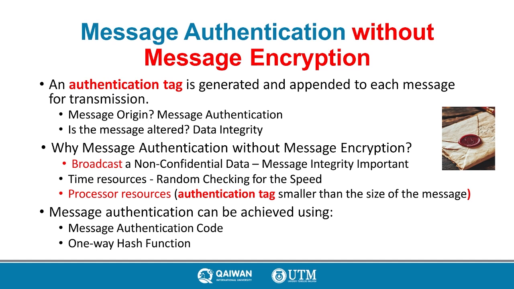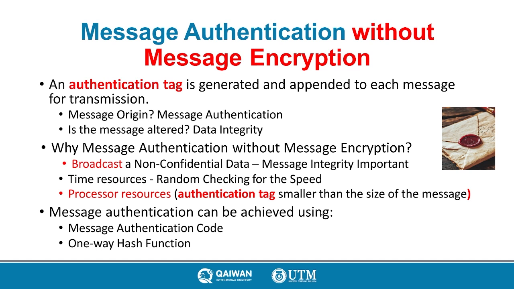Now, why message authentication without message encryption? Because sometimes, like a broadcast, it is non-confidential data, but message integrity is important. We want everyone to see the content of the broadcast, let's say an API. However, it is important to make sure that no one changed the broadcast API. And for time resources, random checking for speed: instead of encrypting everything, which will take a lot of time, we will only check chunks of that data. For processor resources, of course, the authentication tag is smaller than the size of the message.